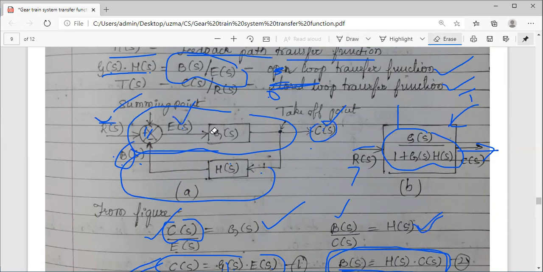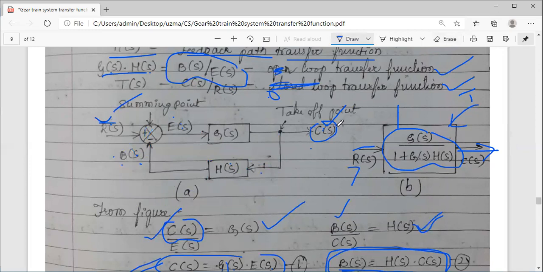Individually we know. Now for the complete system, if you observe, for the complete system, overall system, output is C, input is R. So for the overall system, reference signal comes into picture. But for individually, if you see, open loop, input is E, output is C. For closed loop, output is B, input is C. However, for the complete system, controlled output is C and reference input is R. So I want C by R, output by input. Then I can get the transfer function.